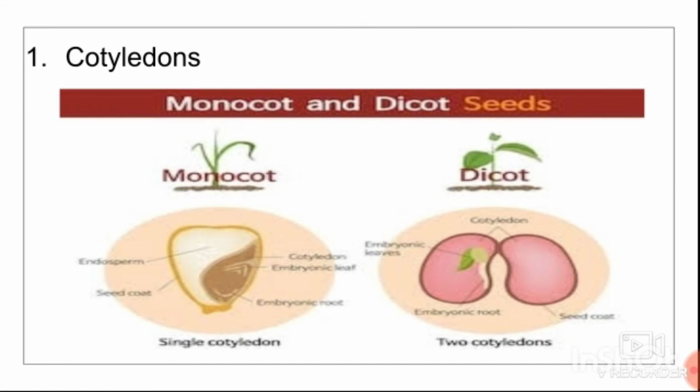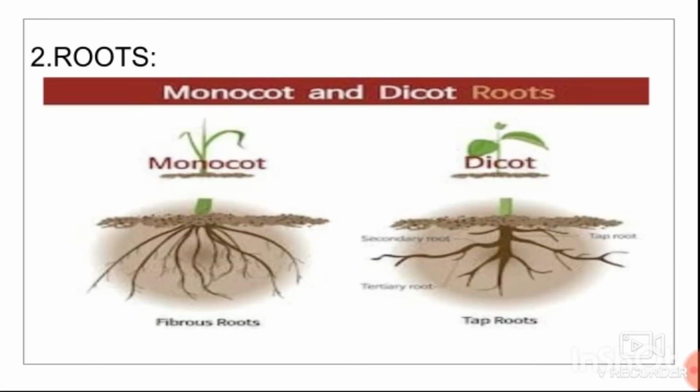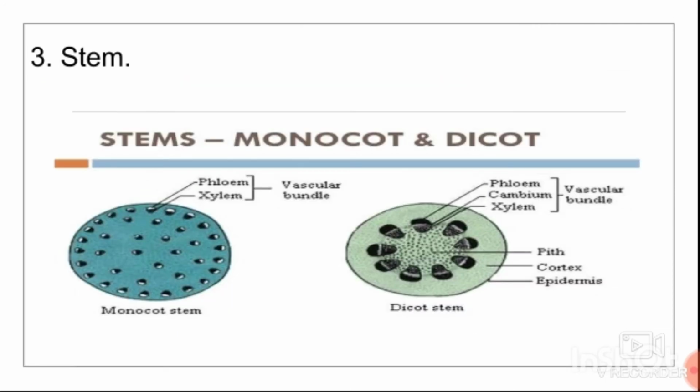In monocot, we can see there is a single cotyledon, and in dicot there are 2 cotyledons. The monocot roots are fibrous roots and the dicot roots are tap roots. In stem, in monocot the vascular bundles are scattered throughout the stem, and in dicot the vascular bundles are arranged in a ring in stem.